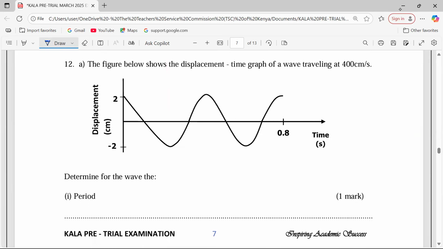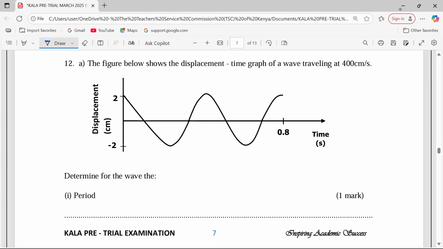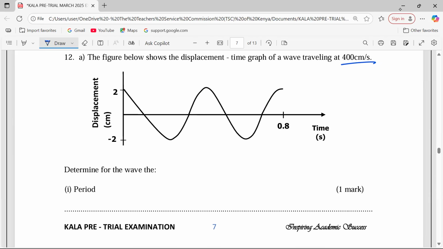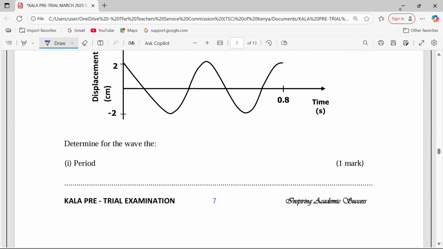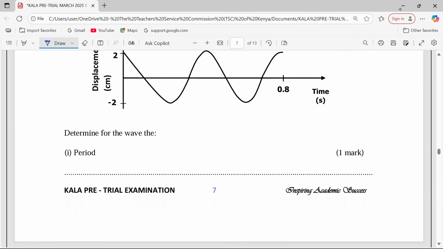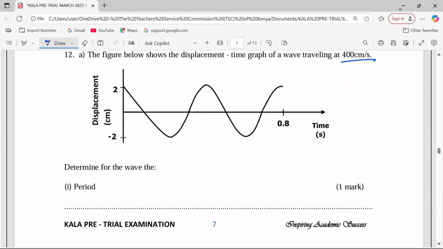Number 12, on waves. The figure below shows the displacement time graph. Wave traveling at 400 centimeters per second. Determine for the wave the period. Period is the time taken to cover a complete oscillation. What is an oscillation? The distance between 2 points which are in phase.